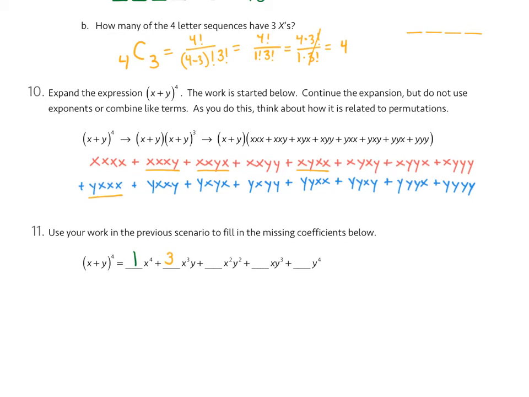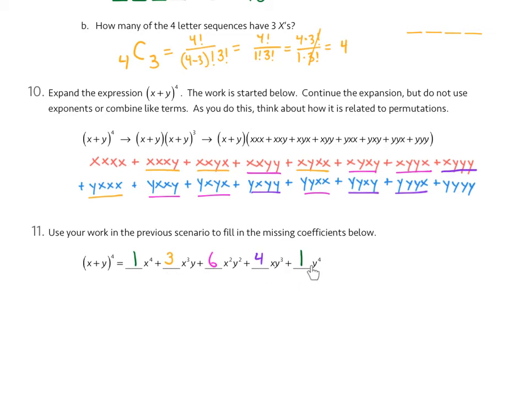I'll underline those in a different color. 1, 2, 3, and 4. There are 4 terms that have 3 y's. How many terms could be written as x squared y squared? Well, let's count up how many have 2 x's and 2 y's. 1, 2, 3, 4, 5, and 6. There are 6 of those terms. And finally, at the end here, there's only one term that has 4 y's, so its coefficient would be 1 y to the 4th.